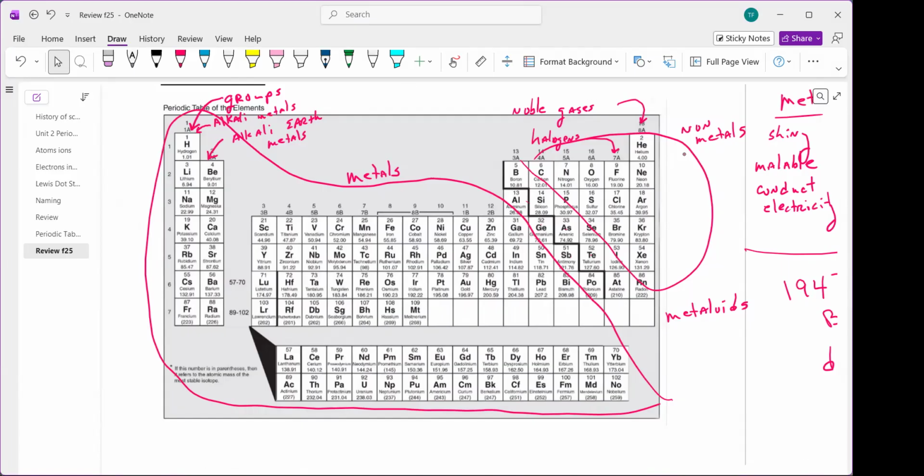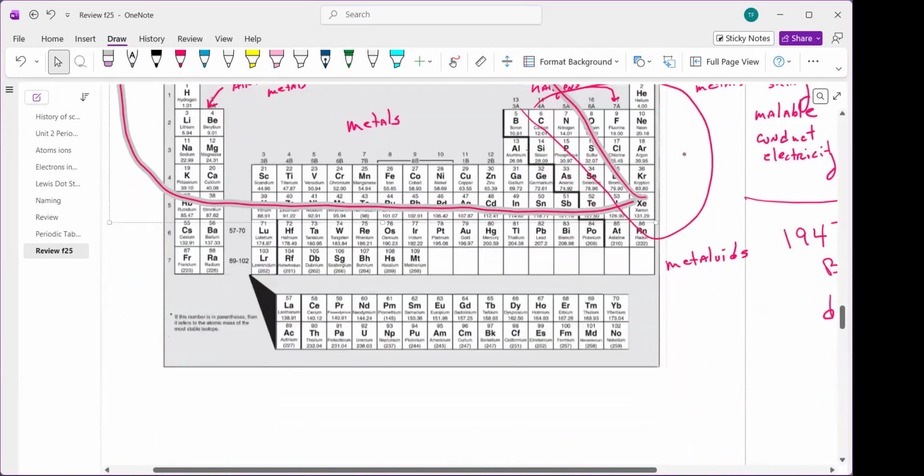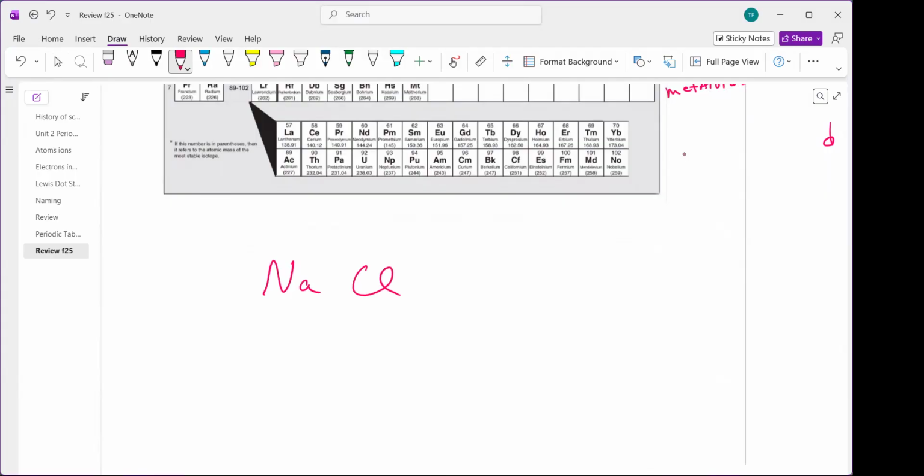Okay, who remembers, this is a hard one now. Who remembers the formula for table salt? Sodium chloride. Okay, let's look at this guy. The chloride part makes it salty tasting, not the Na part.